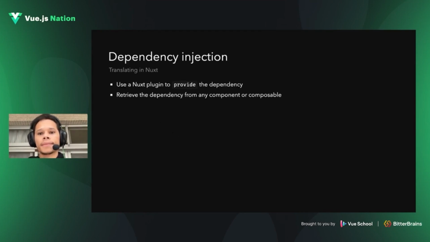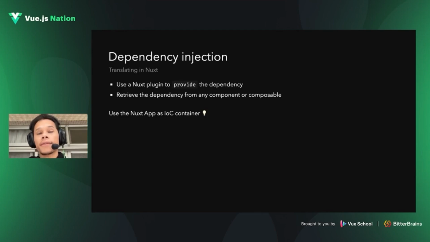With Nuxt, today I want to show you how to do it using plugins. So we could use a Nuxt plugin to provide the dependency, and then the other parts of the code will be able to use inject, or in the case of Nuxt, pull it from the Nuxt app to retrieve the dependency and use it anywhere. By doing so, we would actually be using the Nuxt app as our IoC container.